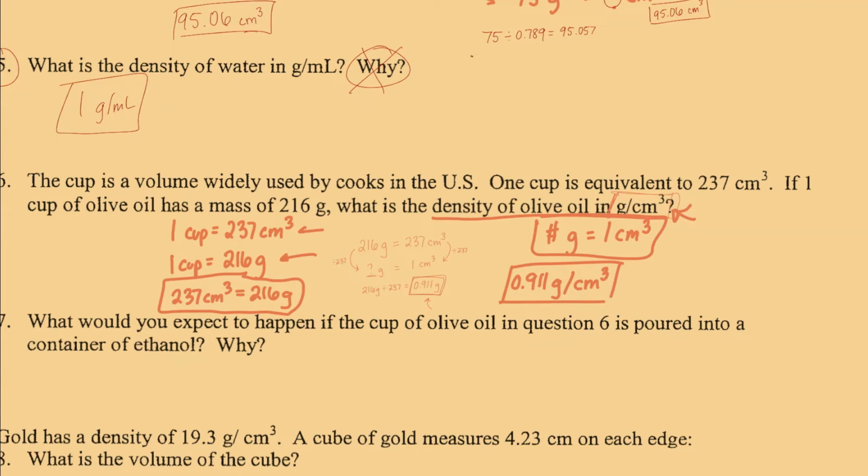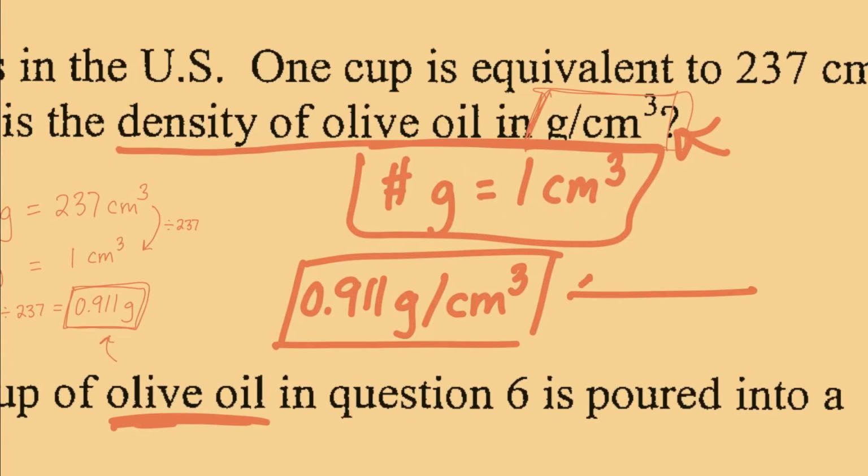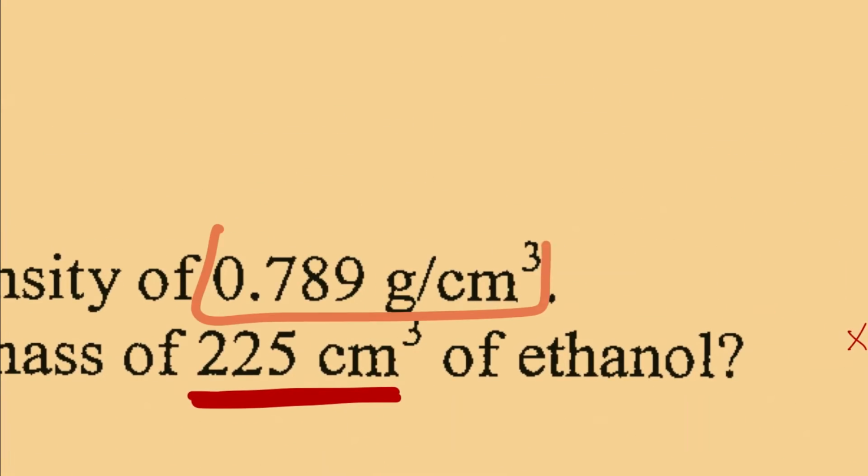What would you expect to happen if the cup of olive oil in question 6 is poured into a container of ethanol, and why? Well, on the first page, we talked about whether substance A or B would float or sink in water, and we talked about how things that are more dense will sink to the bottom, and things that are less dense will float to the top. So we need to compare our densities of olive oil and ethanol. So let's find my density of olive oil. Here it is. And my density for ethanol is way up here. There's my density of ethanol.